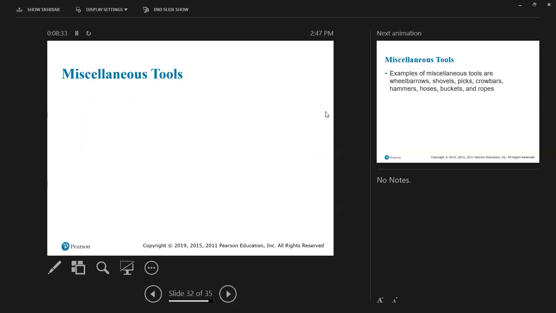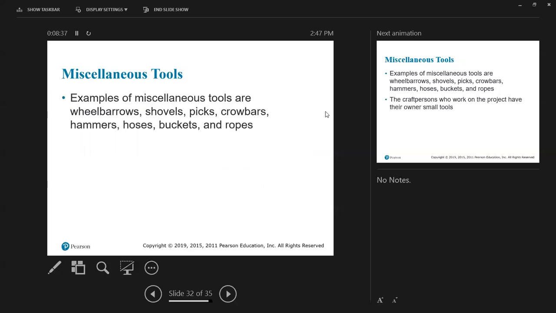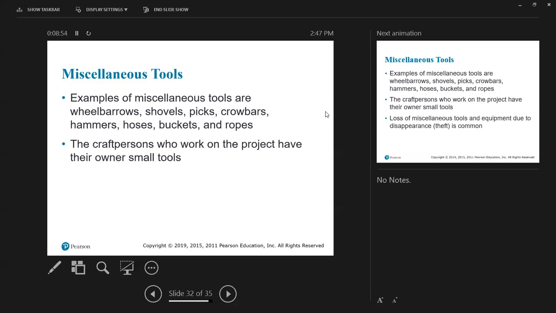Now that we've talked about all the heavy machines, let's talk about the miscellaneous tools. What do we mean first by miscellaneous tools? Like wheelbarrows, shovels, picks, hammers, hoses, buckets, ropes, and a lot of other things like drills, harnesses perhaps, and so many other things. Typically, and we covered that in chapter 7 when we talked about laborers, how we hire them, their productivity, their tools and so forth.